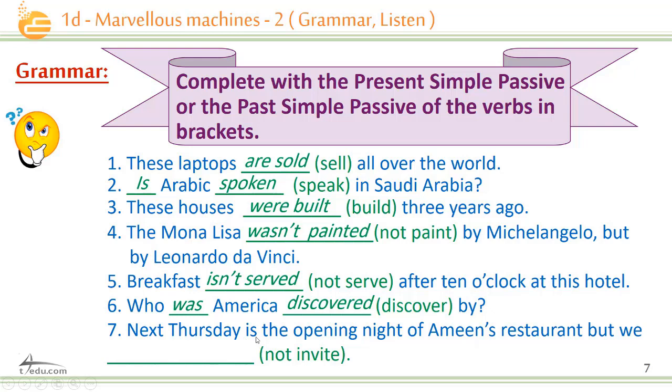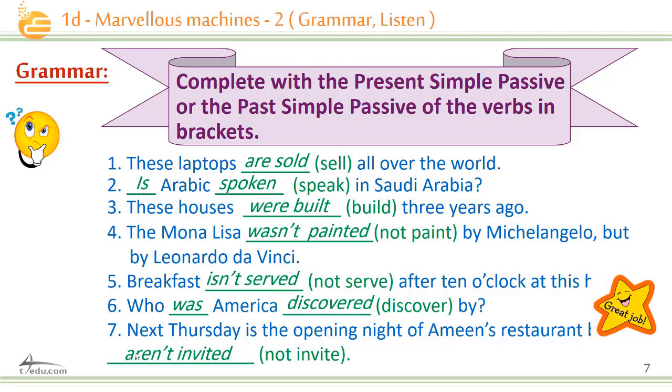Now let's look at number 7. Next Thursday is the opening night of Amin's restaurant, but so we're speaking about something about next Thursday. Excellent. It's in the negative form. We say are not invited. Aren't invited. Very good. Excellent.